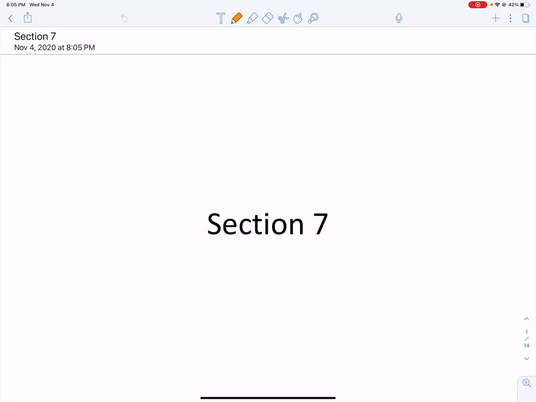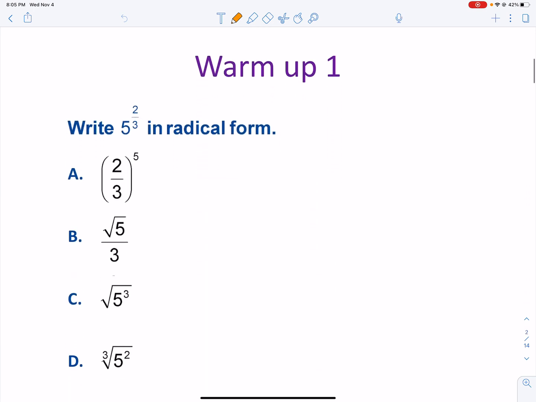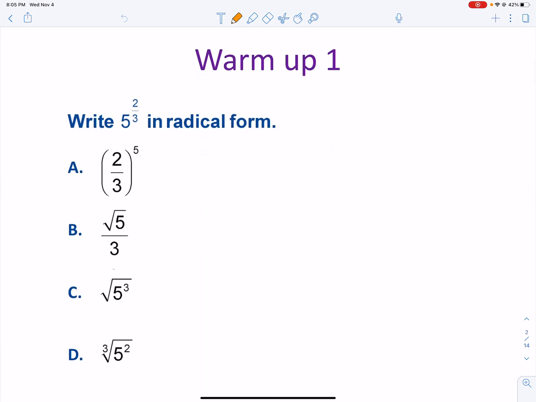All right, we are going to start in with section 7. And so I'm going to give this warm up. So go ahead and pause and get the correct answer, and then we'll check it. So the answer on this would be 5 squared, because the top number is squared, and then the bottom number is a square root. So that would mean that I'm looking at the index, and I'm looking here. So the answer to this would be D.